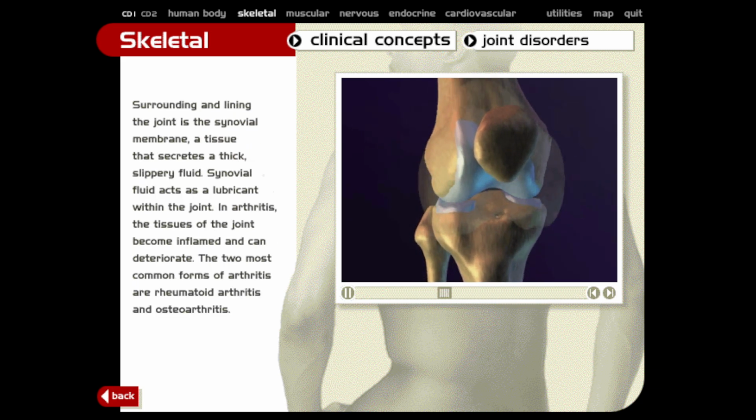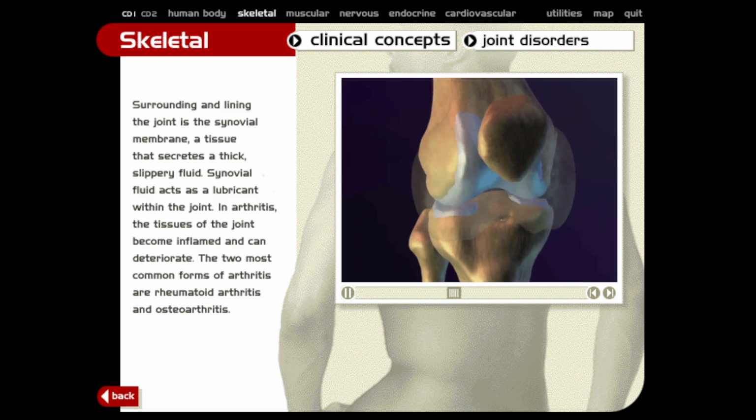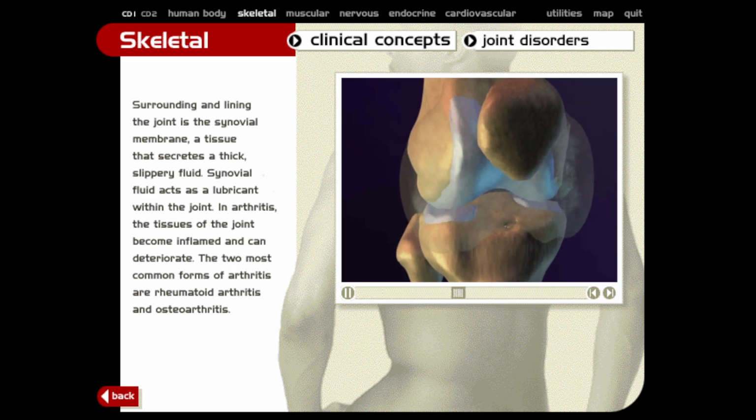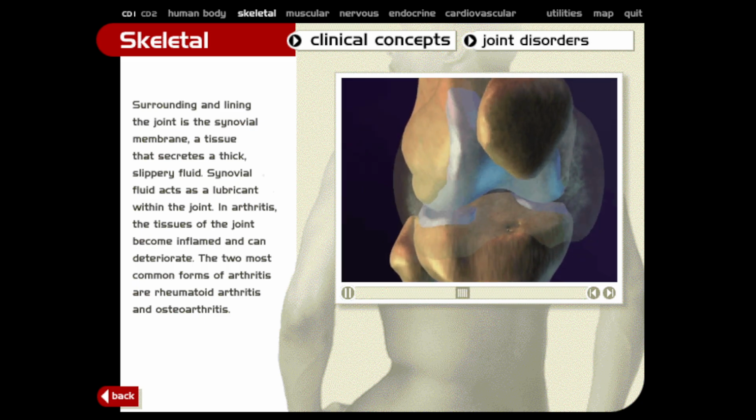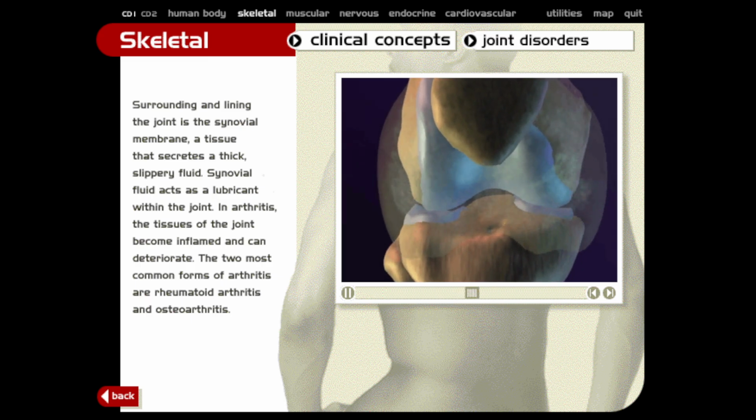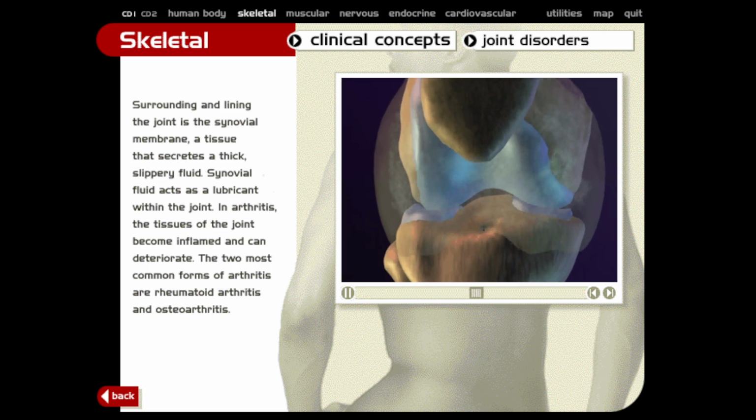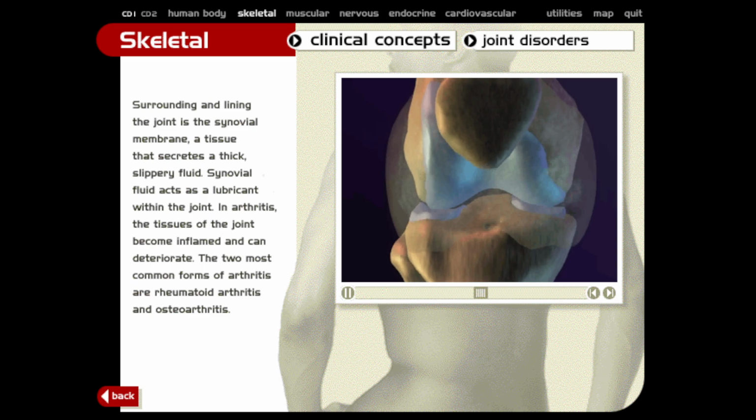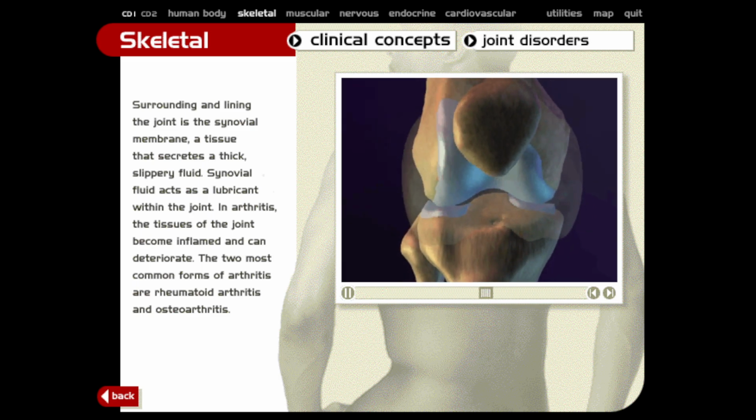Surrounding and lining the joint is the synovial membrane, a tissue that secretes a thick, slippery fluid. Synovial fluid acts as a lubricant within the joint. In arthritis, the tissues of the joint become inflamed and can deteriorate. The two most common forms of arthritis are rheumatoid arthritis and osteoarthritis.